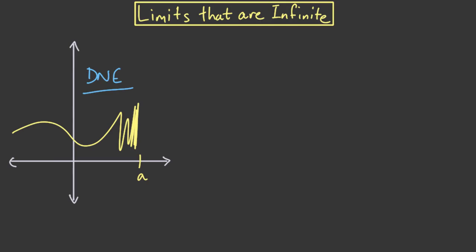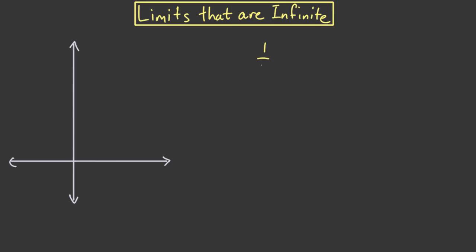But sometimes, like when you're graphing a function, you don't just want to know that a limit doesn't exist. You want to know in what way it doesn't exist. So that's what this short section is going to be about. Let's take the function 1 over x, and let's suppose we want its limit as x approaches 0 from the right.